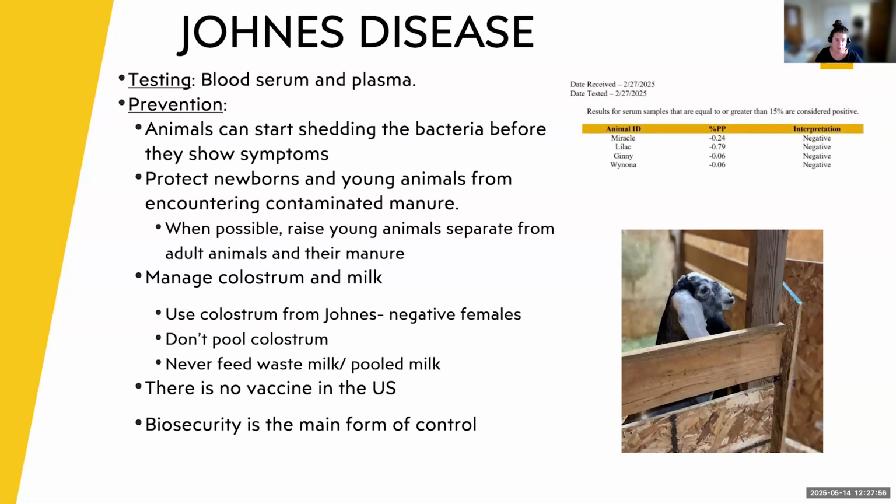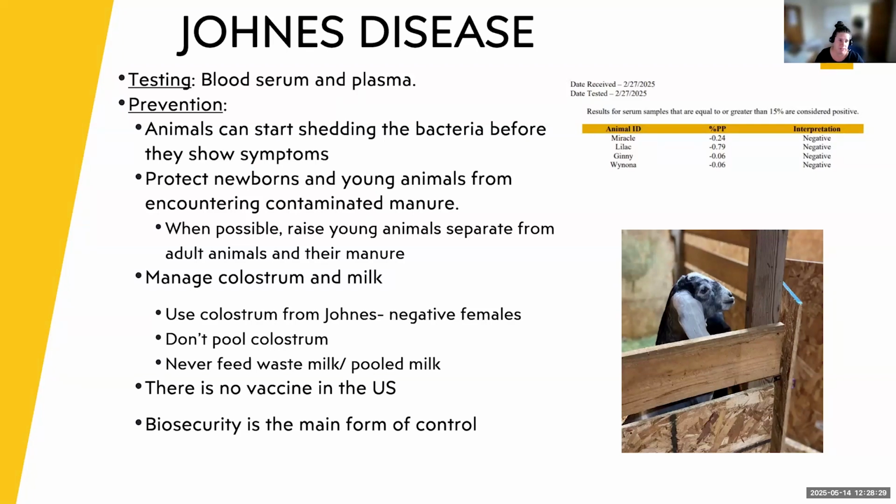So you can test for this through blood serum and plasma. You can take just jugular blood samples and send them off to, in our area, a lab here in Idaho. Also, there's the Washington Animal Disease Center that can test for this. And they can give you results pretty quickly on whether or not your animals have it. And this is kind of what those look like. On this test, anything equal to or greater than 15% is positive. So these are obviously all negative.